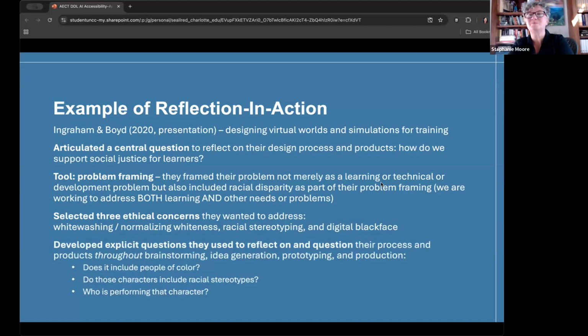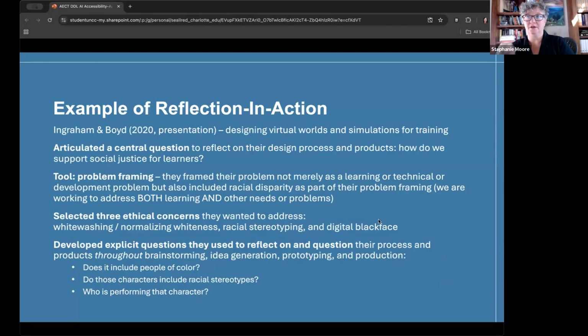So they developed explicit questions that they used to reflect on and question their process throughout, like brainstorming, ideation, prototyping, production, all of that. And here are the 3 questions that they asked as a team together repeatedly. Does this include people of color? Do those characters include racial stereotypes? And who is performing that character?